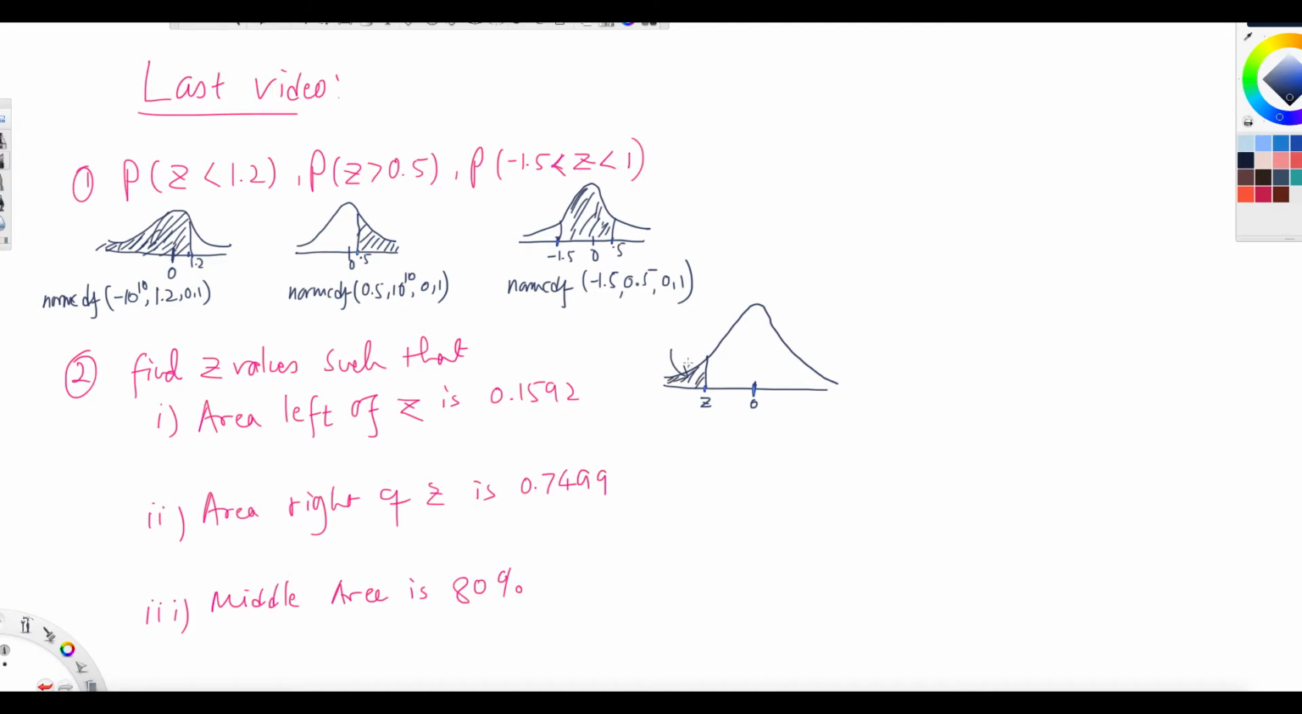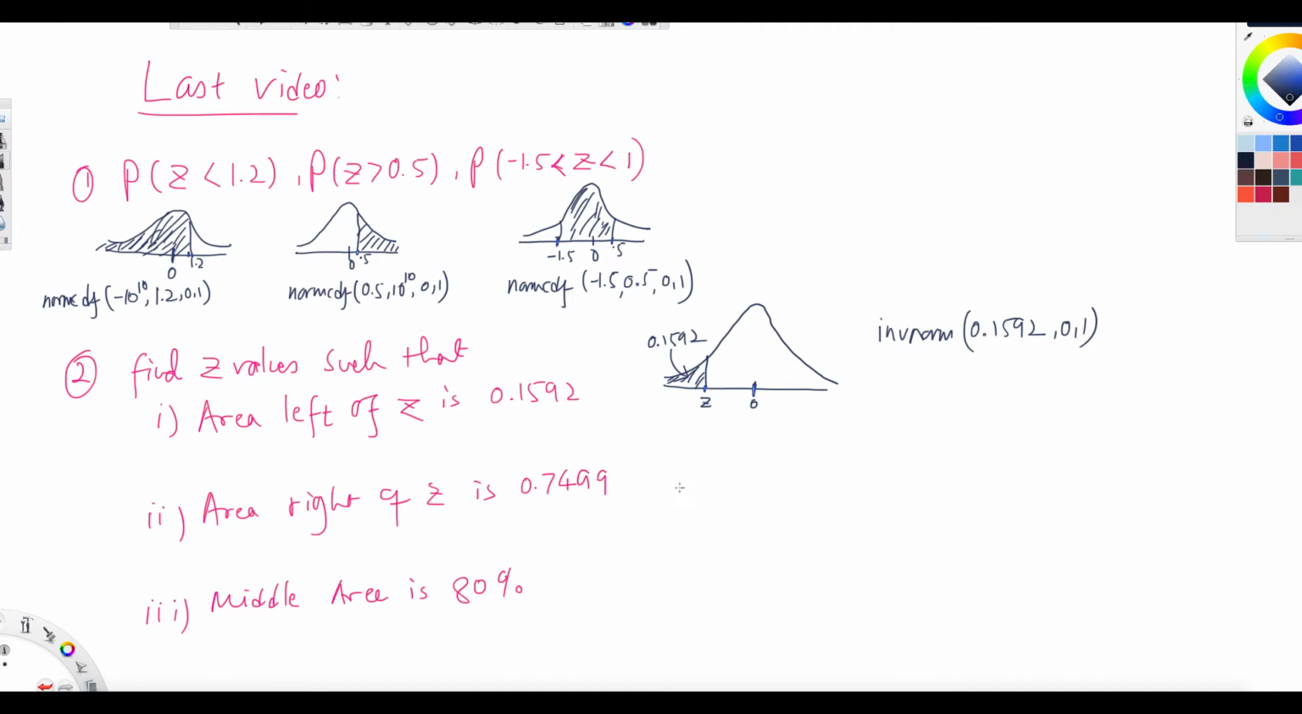So how much is that area? It is 0.1592. You need to find G. See, it is just the opposite of that. Here G was given, you are finding area. Here area is given, you are finding G. So to do that, you need to do inverse norm. So inverse norm, and area left of G is 0.1592, and then 0, 1. That's what you use.